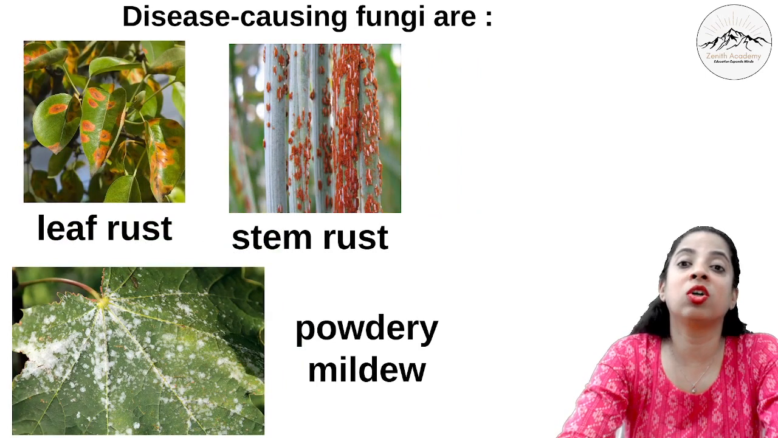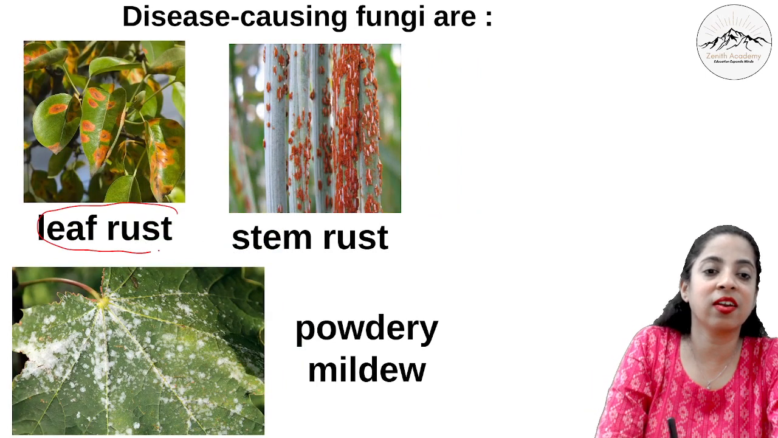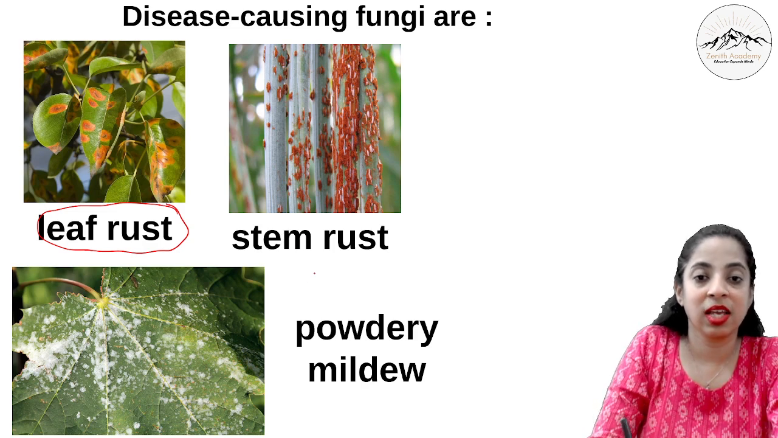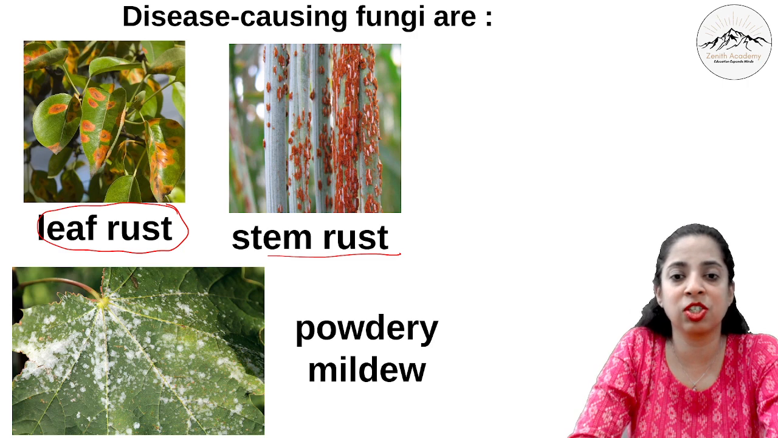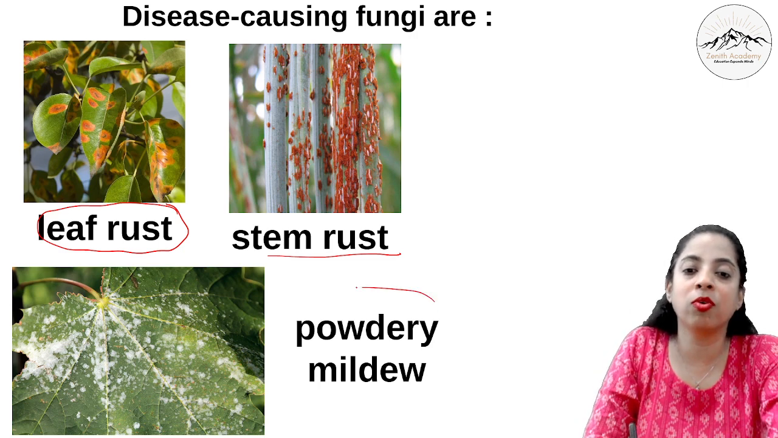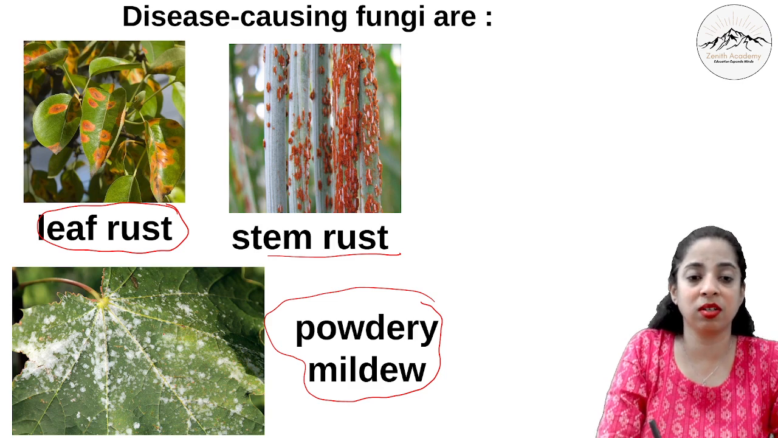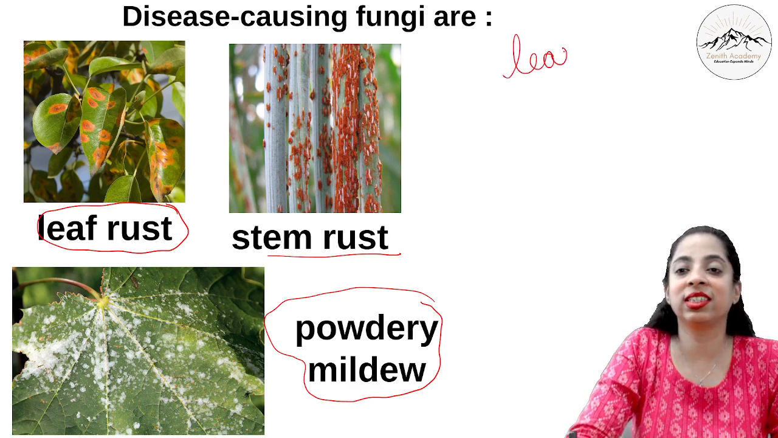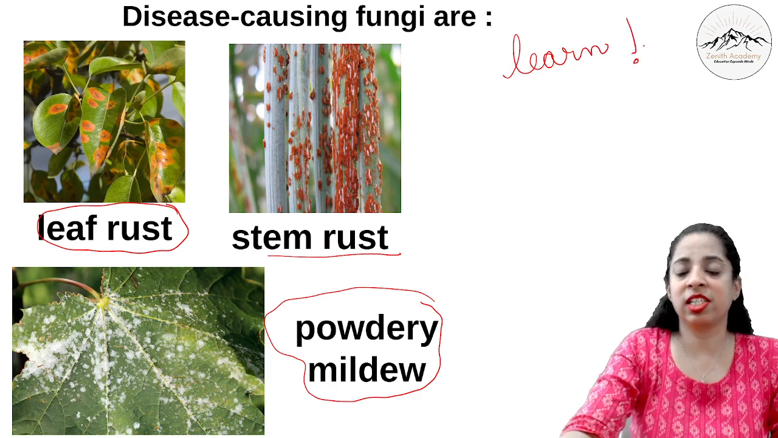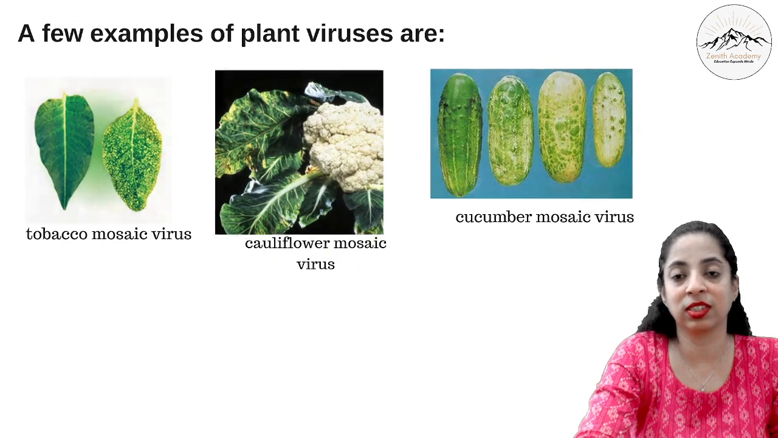Now these are disease causing fungi. Okay, leaf rust. You can see the red patches. It looks like rust. Stem rust. The reddish brown patches on the stems and powdery mildew. Okay, it looks as if you have spread some powder on it. Okay, so please learn these names. Three disease causing fungi and three disease causing viruses.